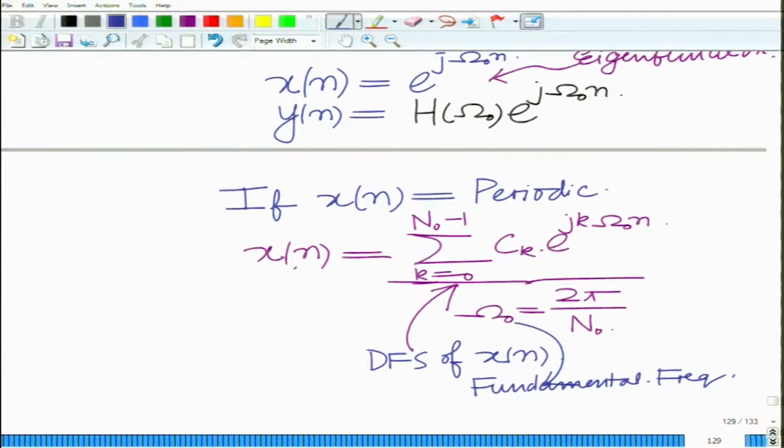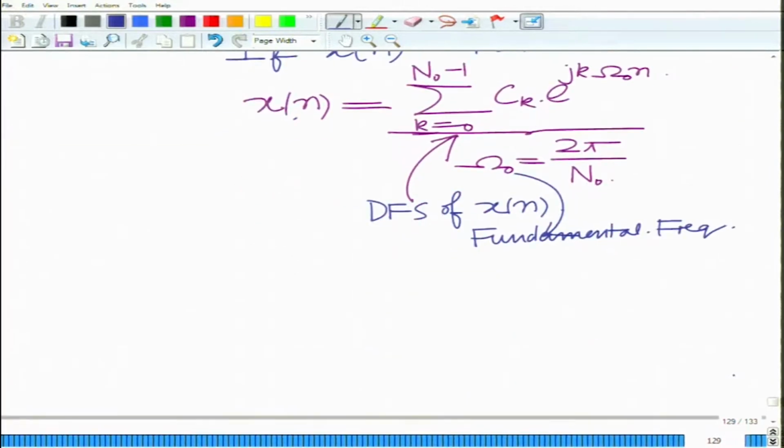Okay. So, it is expressed as a sum of the complex exponential at the fundamental frequency and its harmonics, k equal to 0 to N naught minus 1. This is the discrete Fourier series. Now, from linearity, we know that corresponding to each e raised to j k omega naught n, the output of the LTI system is simply H of k omega naught times e raised to j k omega naught n.